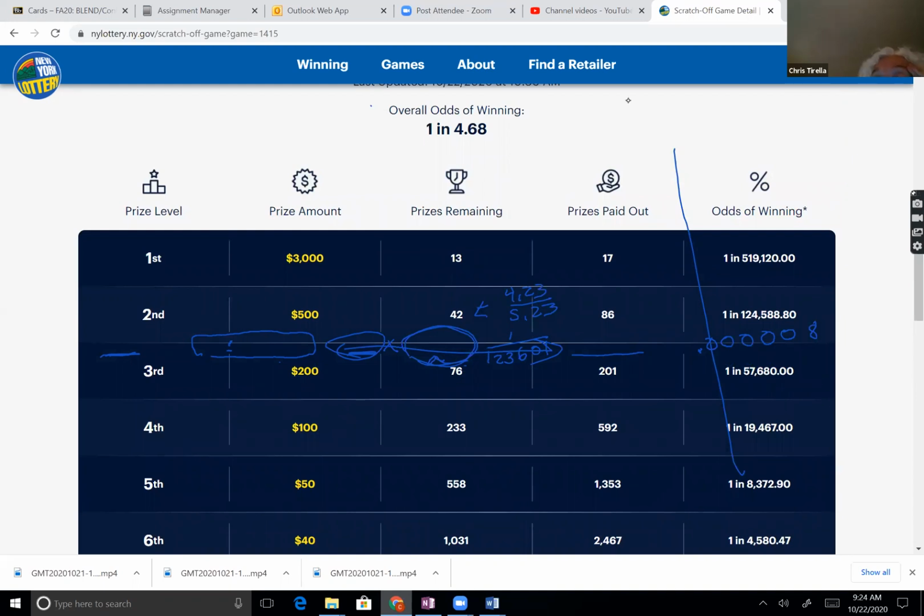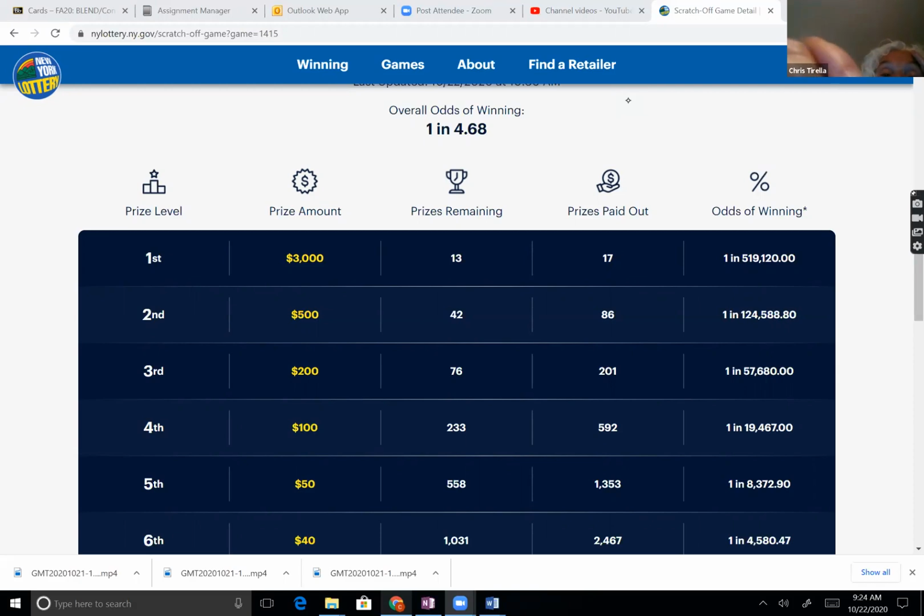So who was asking where that second number came from? Here, if the prize is $3,000, the odds are 1 to 519,120. So the value is $2,999. And here the probability would be 1 over 519,121, because it's always the first number over the sum of the two.